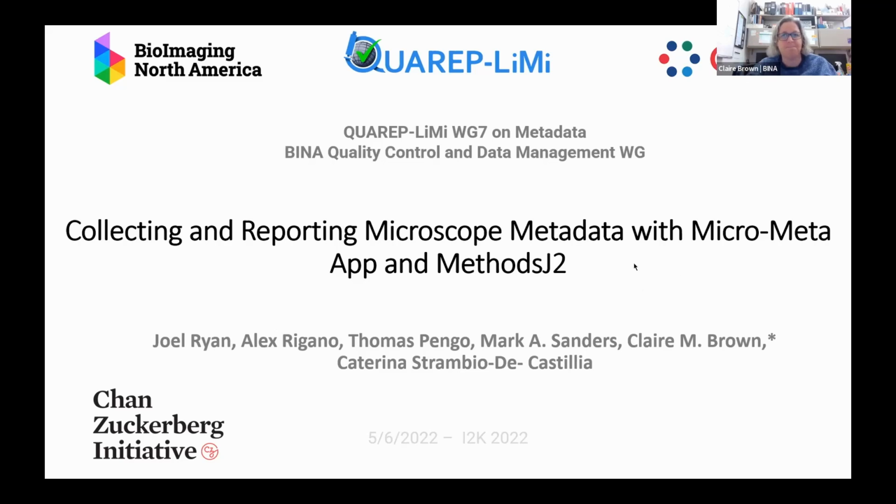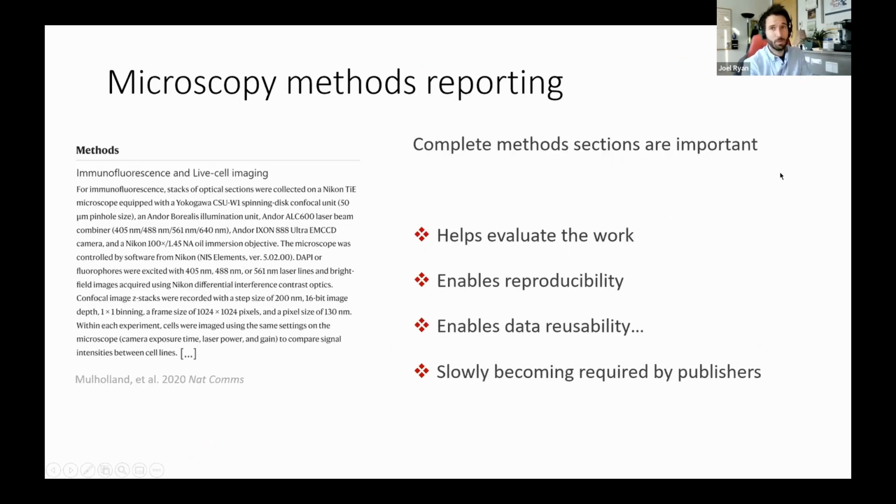All right. So hi, following Caterina's demo on Micro-Meta App, I'll tell you a little bit about MethodsJ2, which we built to piggyback on these hardware JSON files that are generated in Micro-Meta App. So I'll be talking about MethodsJ2. Very briefly, I'll go through a couple of slides. The idea of MethodsJ2 is really more on the microscopy methods reporting side, so really the materials and methods text that people put in their papers and publications. Without going too much into detail, complete method sections are very, very important. This is reporting the actual experiments that were done on the microscopes.